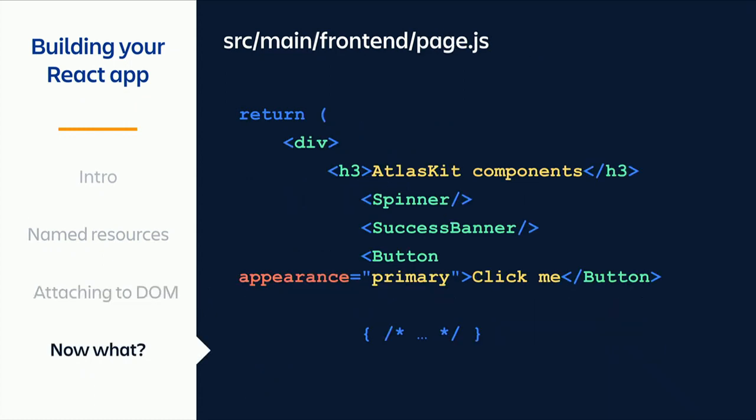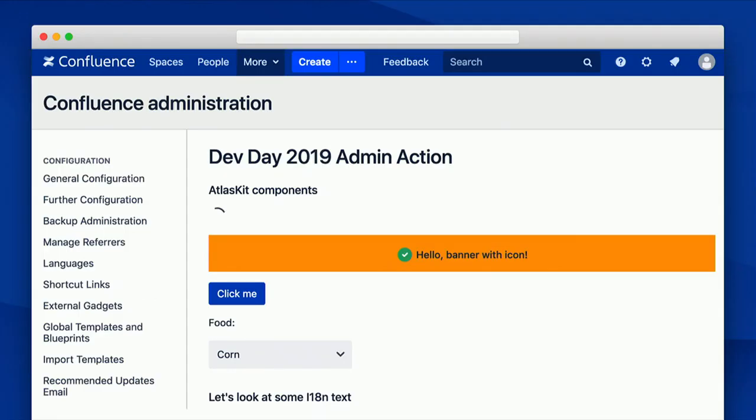Looking at page.js itself, you can see that we're using JSX. We've got a couple of components, Atlaskit, different HTML tags, and so on. And this is what it looks like. So we went through all of that configuration complexity to get this single one-page app. What do you do next?